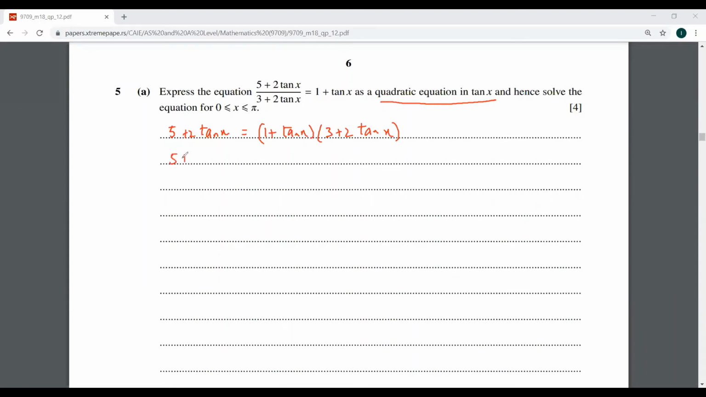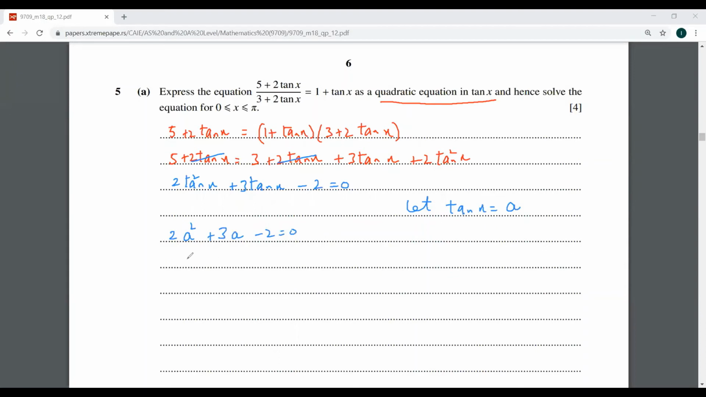So this is your 5 plus 2 tan x, that is 3 plus 2 tan x plus 3 tan x plus 2 tan square x. Okay, and then I'm moving these terms on the left hand side to the right hand side. So we have 2 tan square x. This 2 tan x can be cancelled with this 2 tan x. Okay, so plus 3 tan x minus 2, that is equal to 0. So we have shown that this can be written as a quadratic equation. And then if you want, you can say, let this tan x is equal to a. Okay, so we have 2a square plus 3a minus 2.